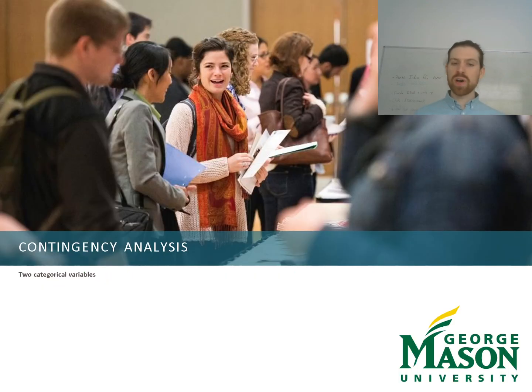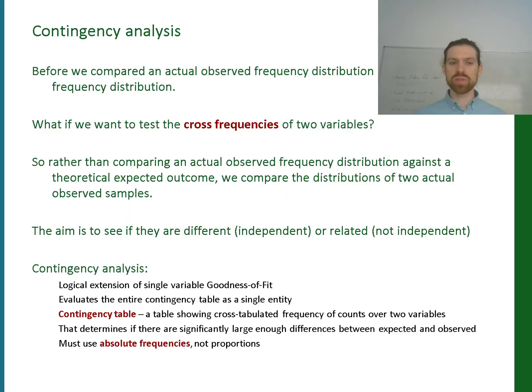So just moving on to our final point here now for contingency analysis. So those other tests were specifically focusing on having just a single variable, whereas here what we're actually going to be doing is looking at whether we have two categorical variables, okay?